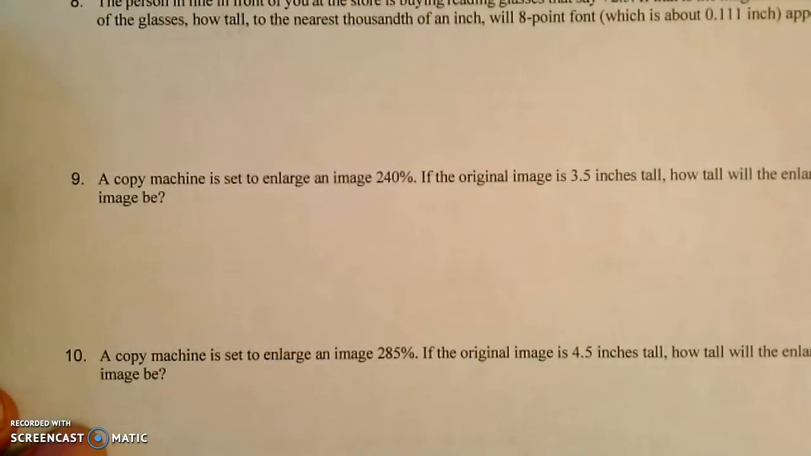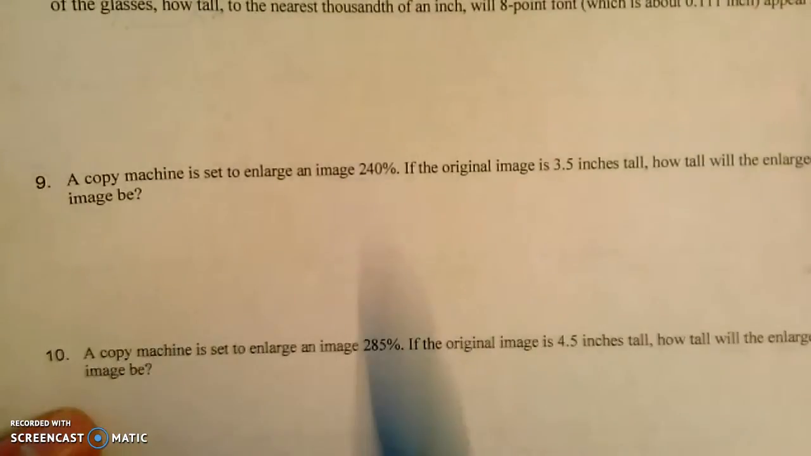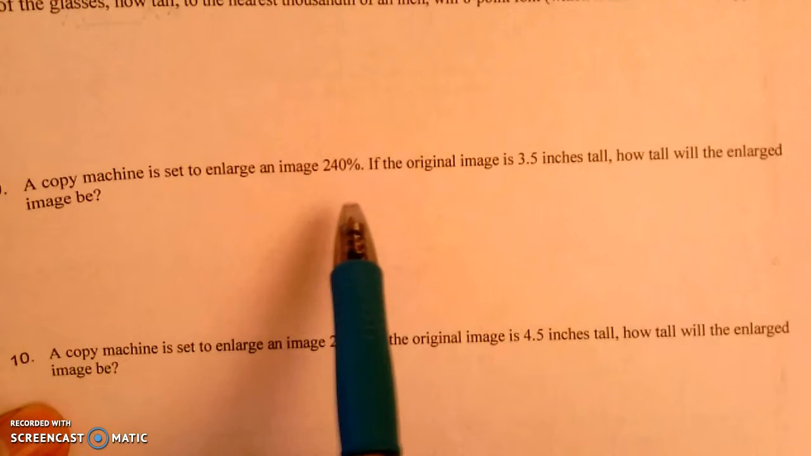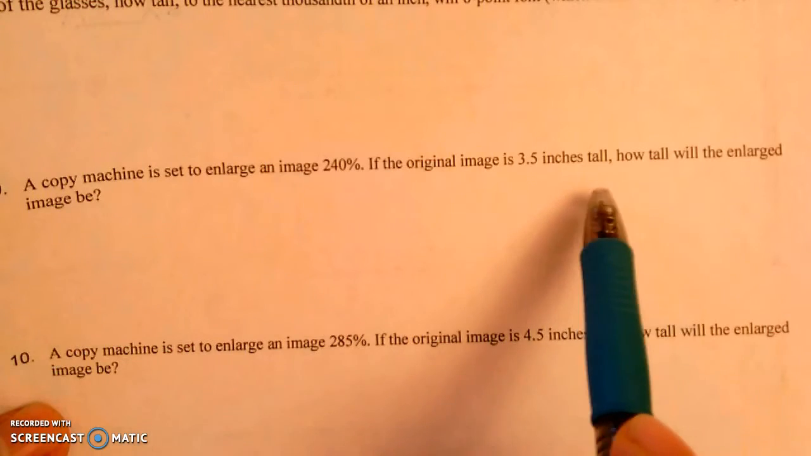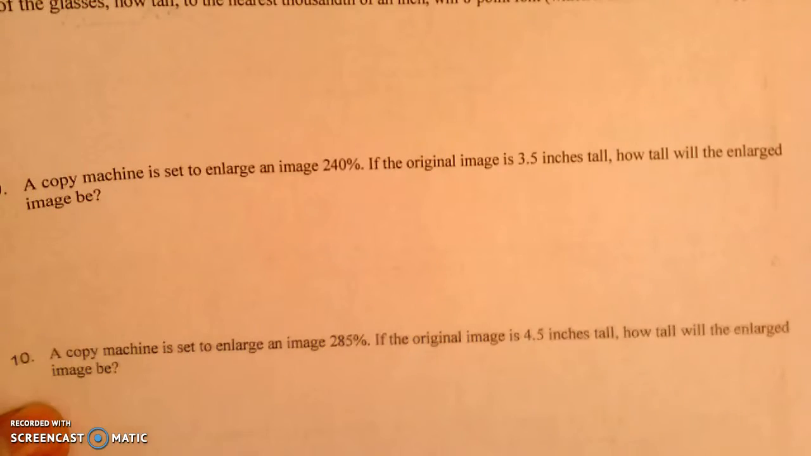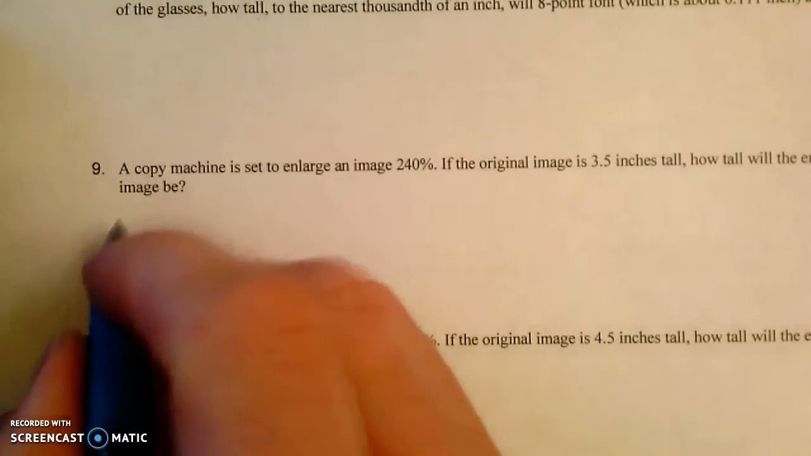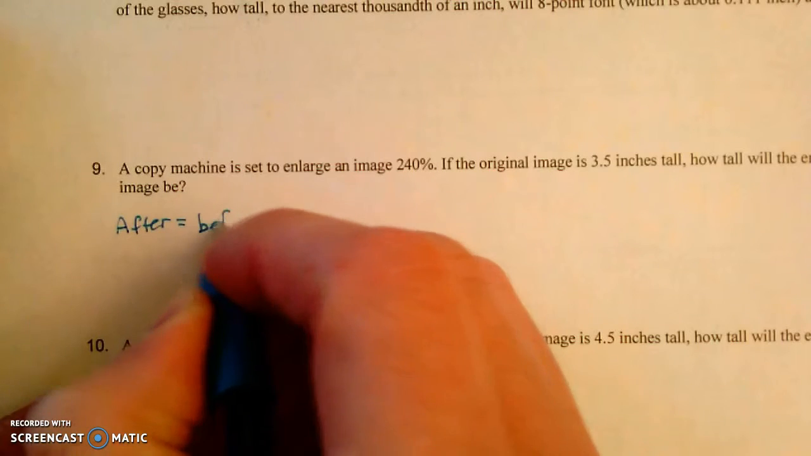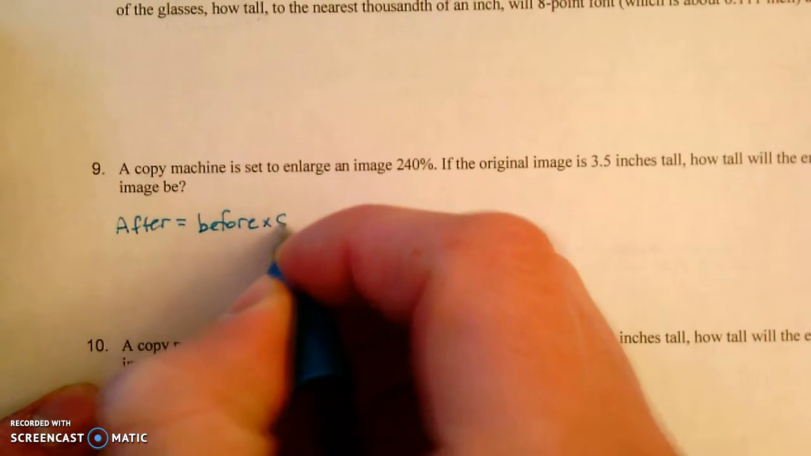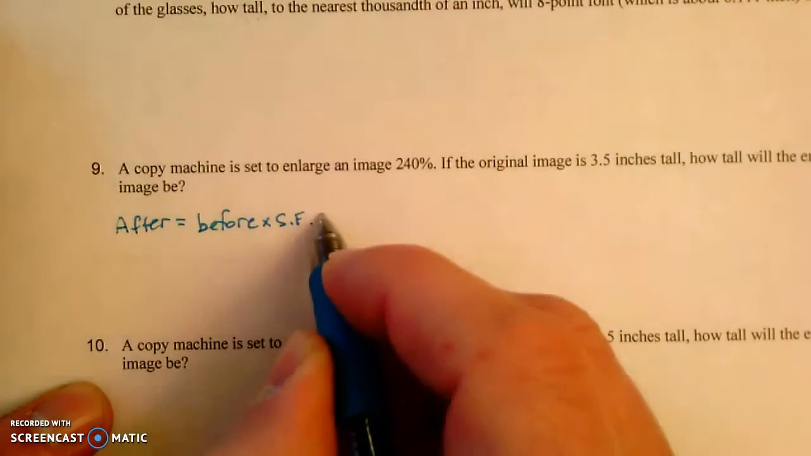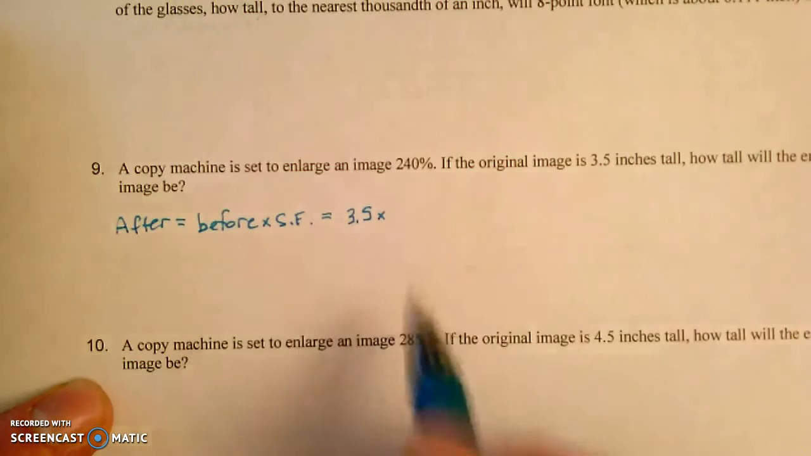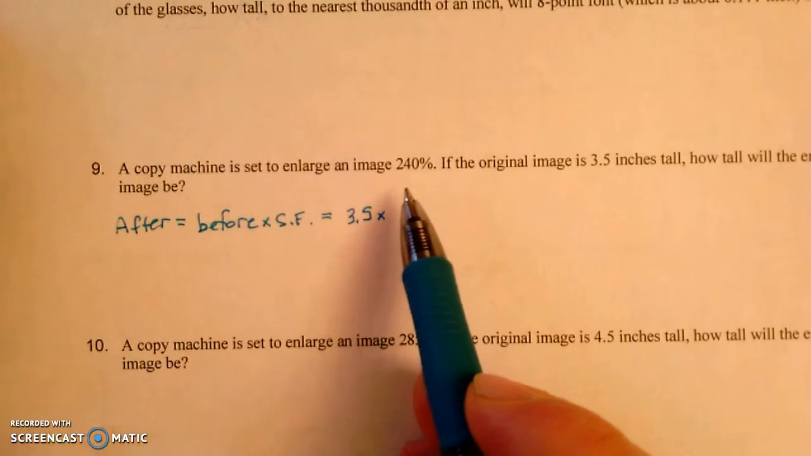And let's look at the back side here. There's a problem with the copy machine. It says, a copy machine is set to enlarge an image 240%. If the original image is 3.5 inches tall, how tall will the enlarged image be? So again, after equals before times scale factor. Our before was 3.5 inches. Our scale factor is 240%.